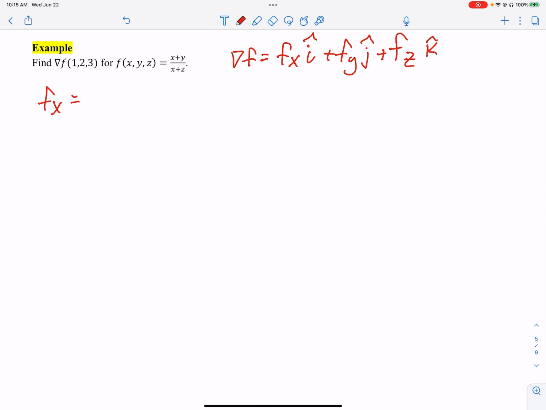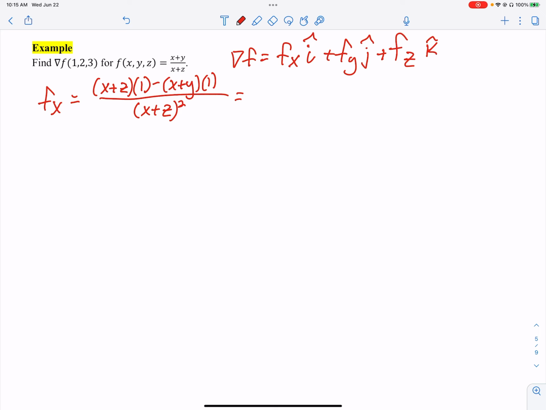All right, so I got fx, partial. That is a quotient rule. So low d high with respect to x is 1, minus low d high minus high d low, which is a 1 over low squared. All right, so we work that out.